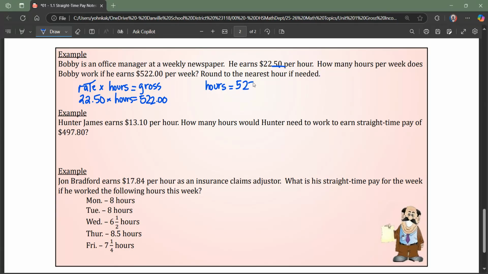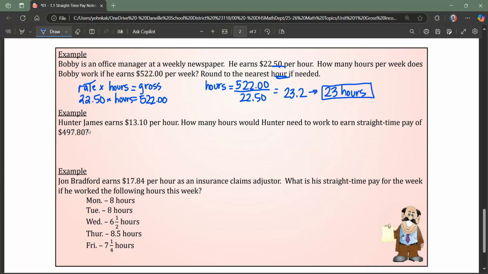Instead of multiplying to get our answer, we're going to divide. So we're going to take the total amount of money that he earned and divide it by how much he earned per hour. So $522 divided by 22.50, and we get 23.2. The directions say to round to the nearest hour, so that's going to give us 23 hours. So he works approximately 23 hours.